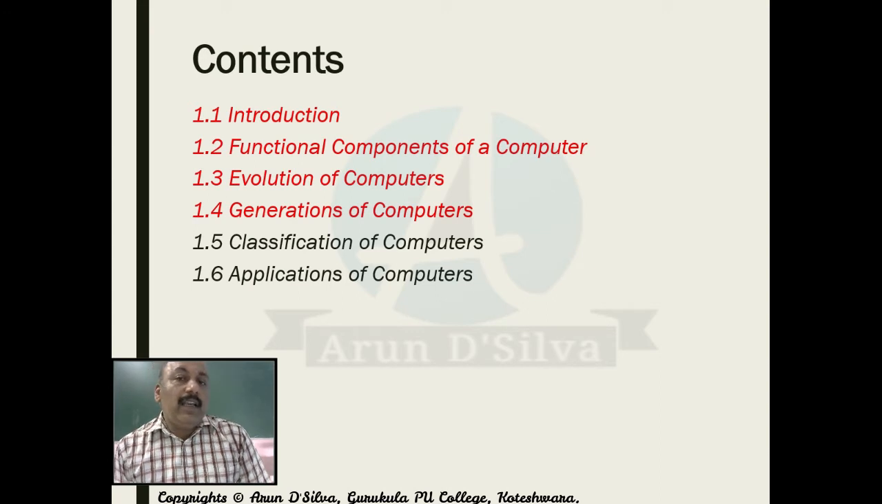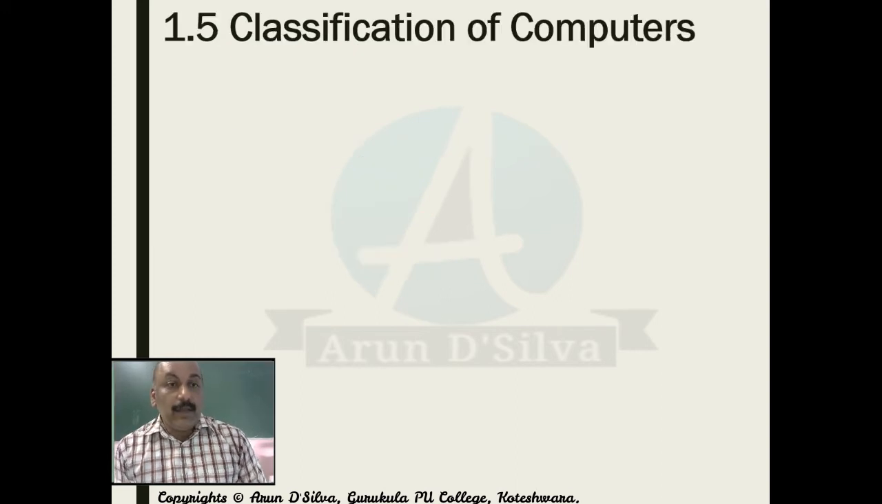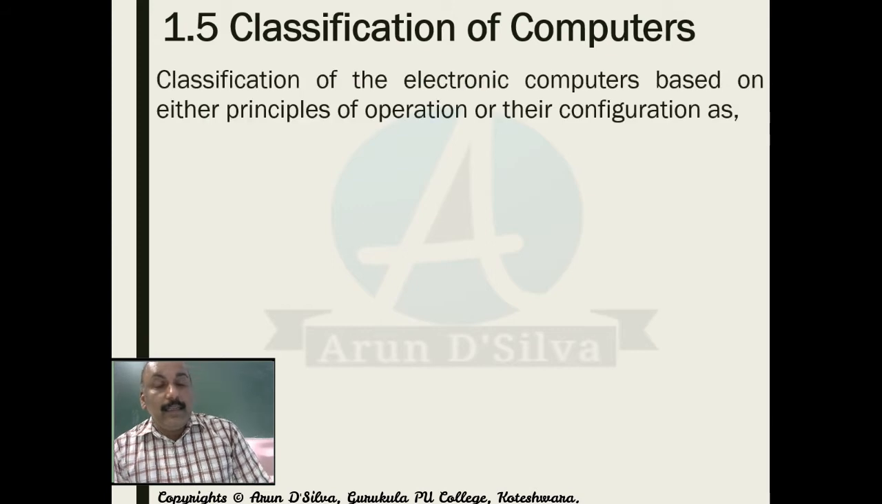Just giving you an idea of how computers are classified. I'm going directly to the classification of computers. The classification of electronic computers is based either on the principle of operation or their configuration, because computers can be classified in different ways. We have to take any one parameter for classification. So how exactly are computers classified? This is the way, my dear students.